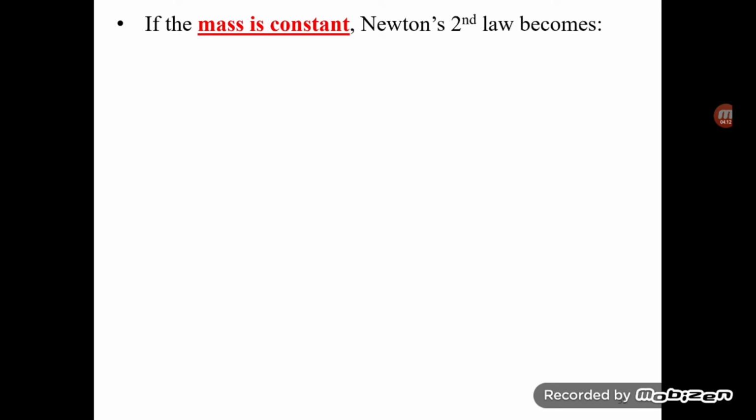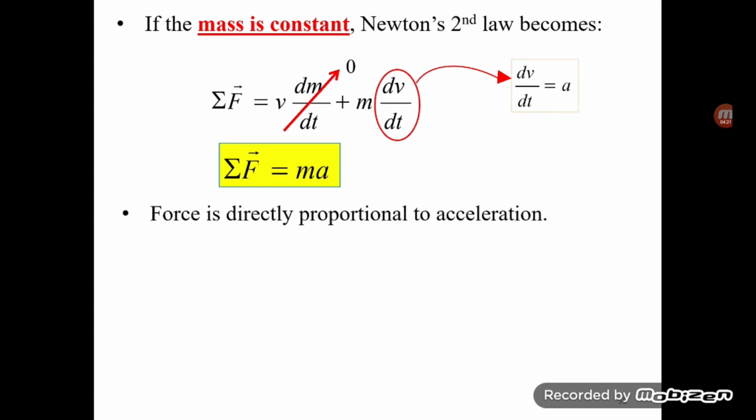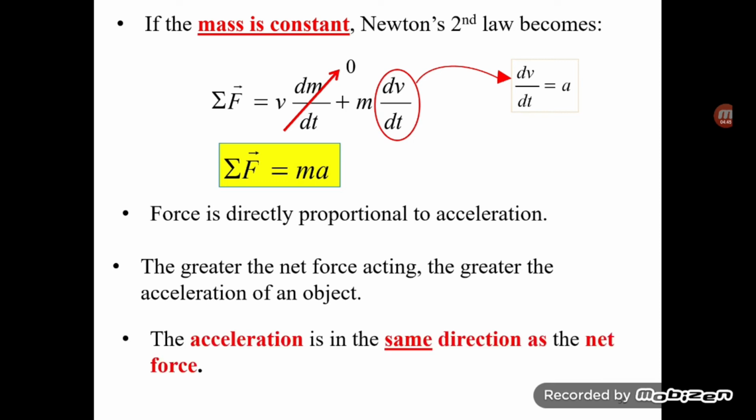If the mass is constant, Newton's second law becomes summation of F is equal to ma. Force is directly proportional to acceleration. The greater the net force acting, the greater the acceleration of the object. The acceleration is in the same direction as the net force.